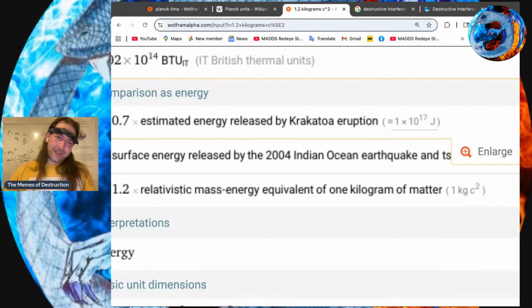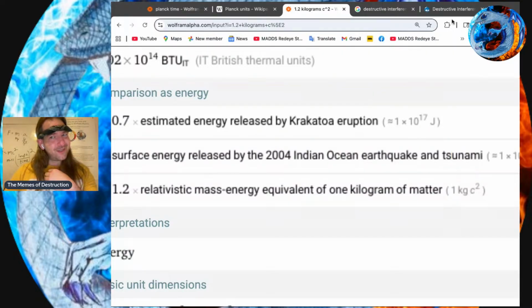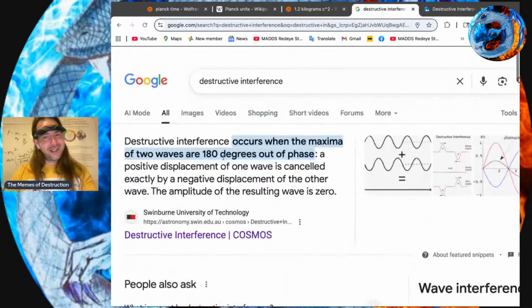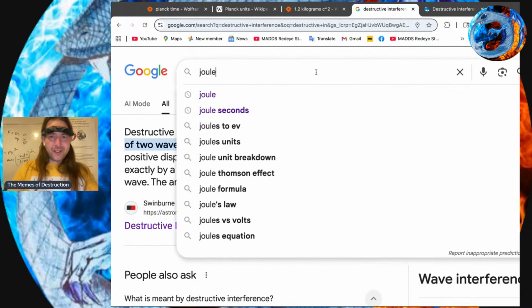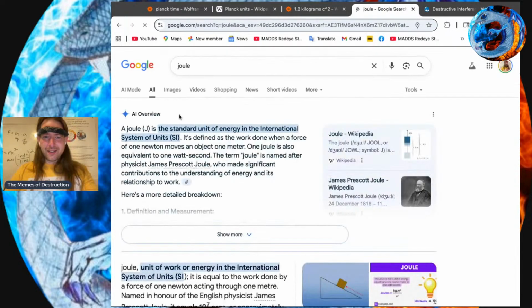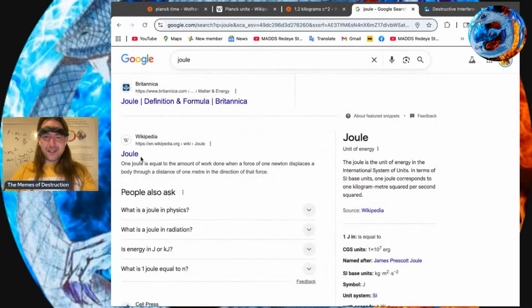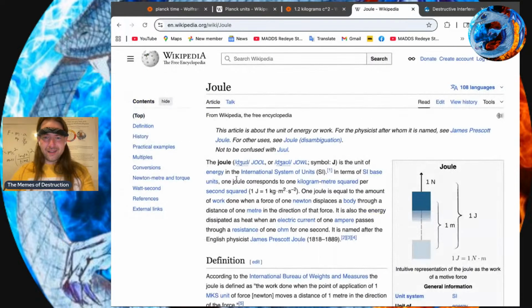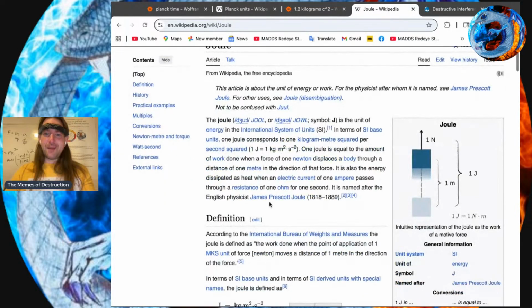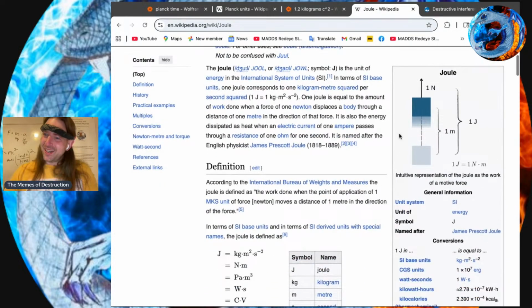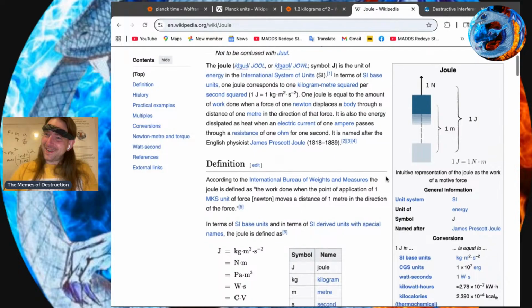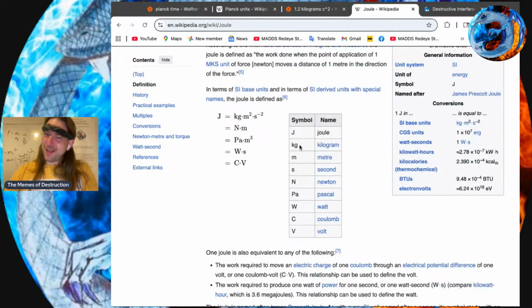We just call it the joule because we named it after, was it Prescott Joule? Something like that. James Prescott Joule. Okay, so I kind of remember the intuitive representation. Yes, we're using things of 1 meter, blah, blah, blah.